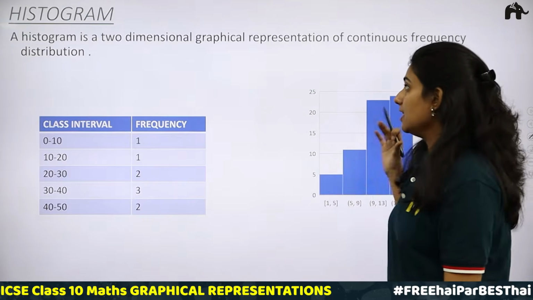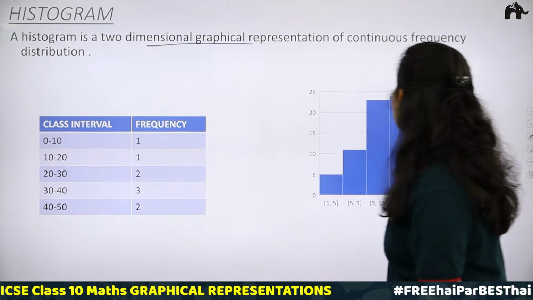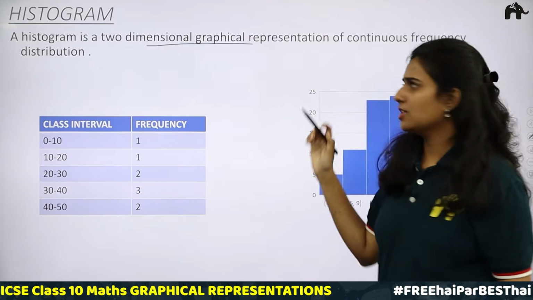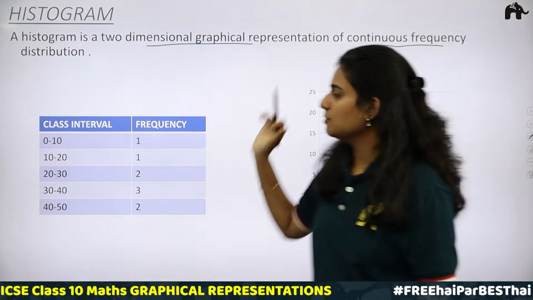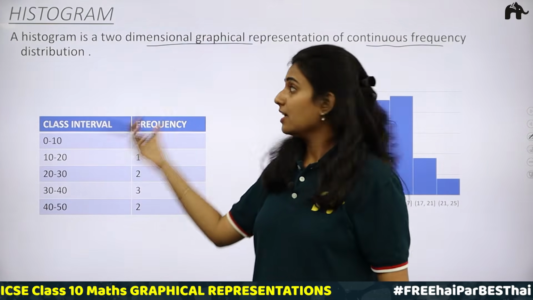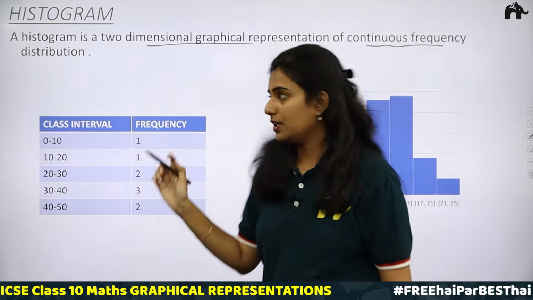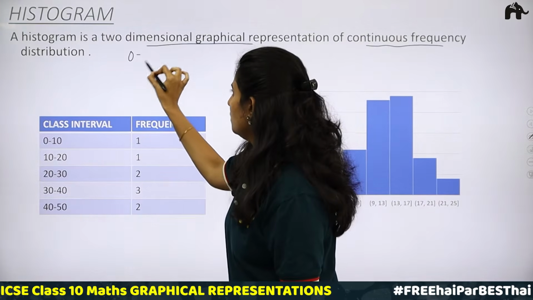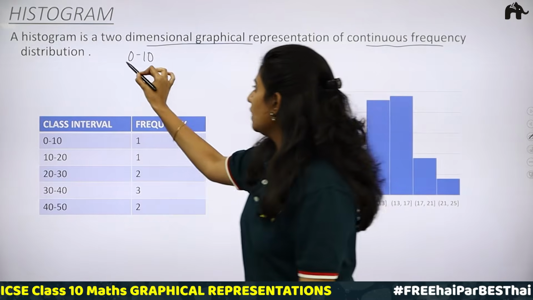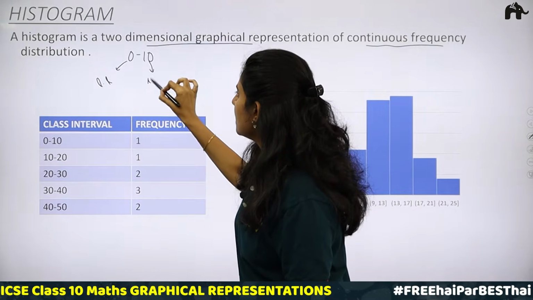First of all, what is a histogram? A histogram is a two-dimensional graphical representation of a continuous frequency distribution. What does continuous frequency distribution mean? Just check these class intervals. So these are class intervals. Continuous frequency distribution means here we have a lower limit and an upper limit. When you take the interval 0 to 10, this value is the lower limit and this value is the upper limit.